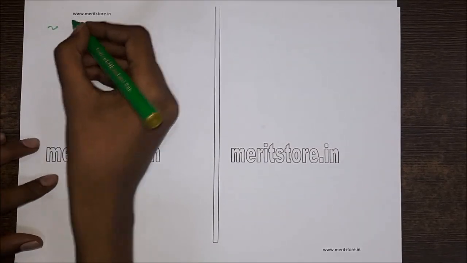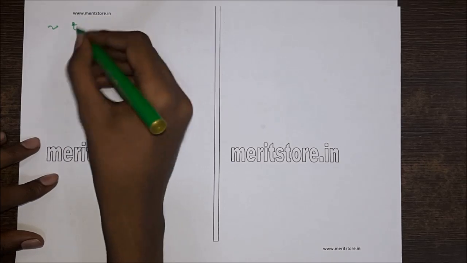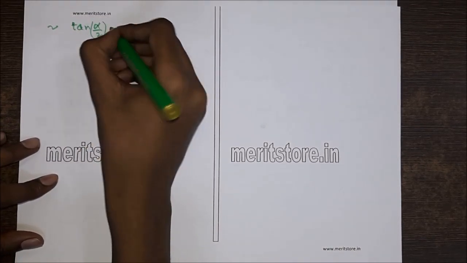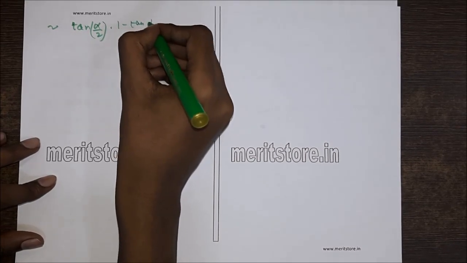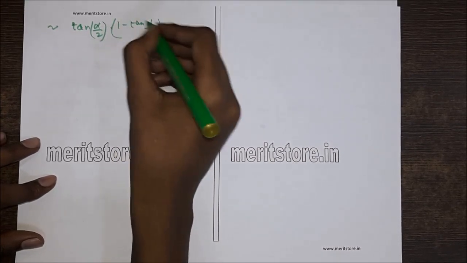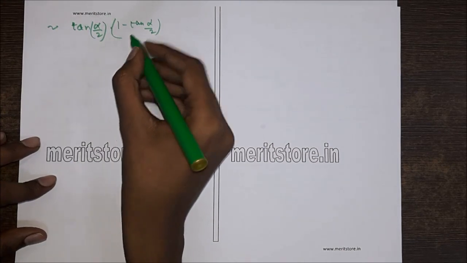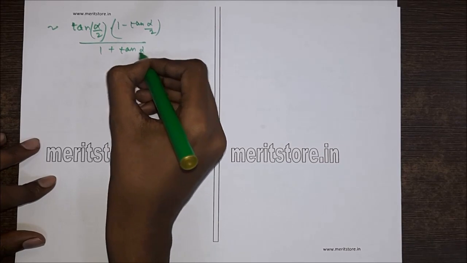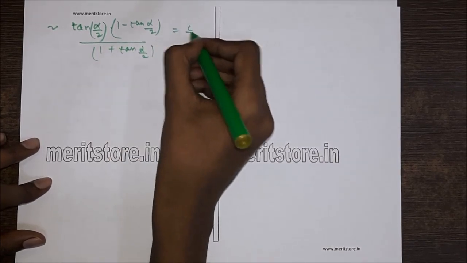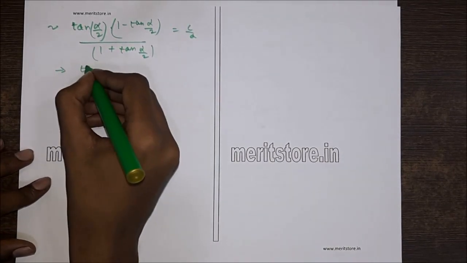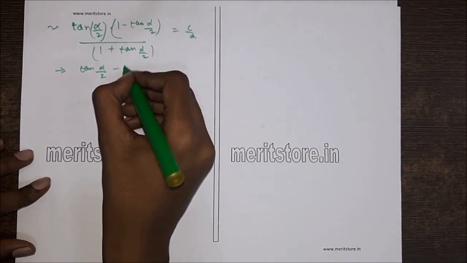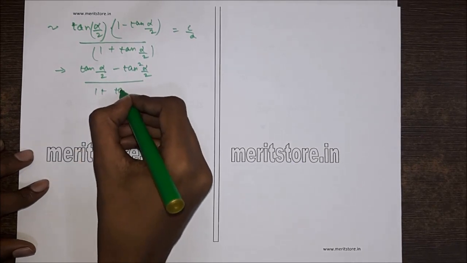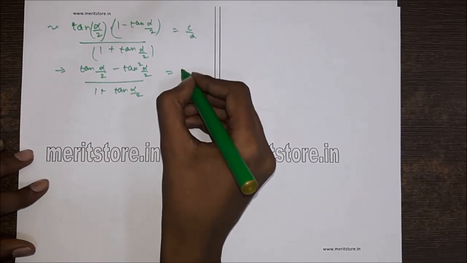Similarly, we modify equation 2 such that tan alpha by 2 into 1 minus tan alpha by 2, we expand the term tan of pi by 4 minus alpha by 2 upon 1 plus tan alpha by 2. This is equal to c by a. So we get tan of alpha by 2 minus tan square alpha by 2 upon 1 plus tan alpha by 2 is equal to c by a.